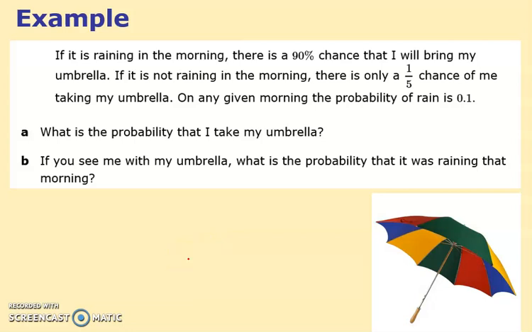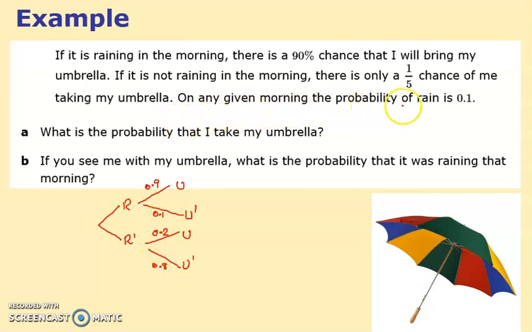If it is raining in the morning, there's a 90% chance that I will bring my umbrella. So it's either rain and umbrella is my gut feeling. So without even really reading the question, I'm going to say that it is: raining or not raining, umbrella, not umbrella. Now it could be the wrong way around. Let's just see. If it is raining in the morning, there's a 90% chance. But presumably there's a 10% chance I won't. If it is not raining, there's a 5th chance of me taking the umbrella. Well, let's just do that as a decimal, 0.2 and 0.8.